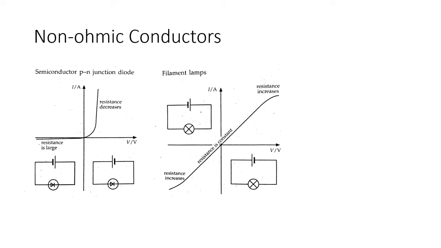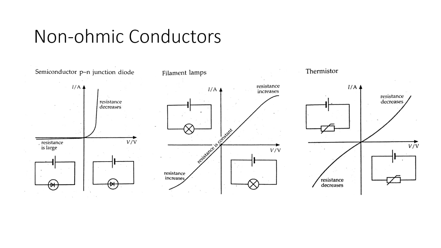Finally, the thermistor. A thermistor is a type of resistor whose resistance is strongly dependent on temperature, more so than in standard resistors. The term thermistor is a combination of thermal and resistor. And clearly we can see that the IV curve is not a straight line. So it's a non-ohmic conductor.